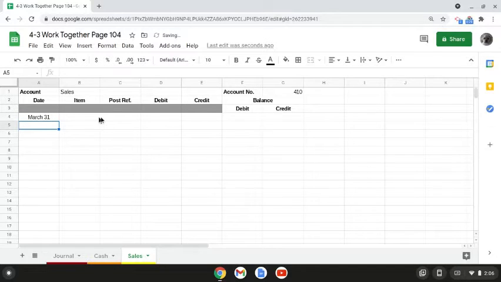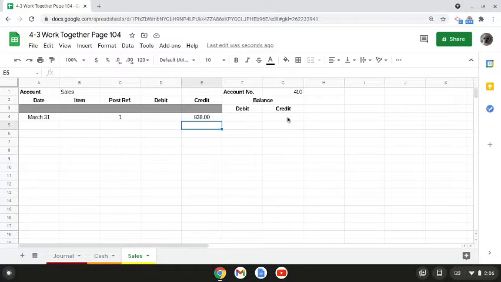Next, we're going to come over to the post reference column and put in the number 1 because this came from page 1 of the journal. Then we're going to come over to the credit column and record the amount, which is $838. We record this amount in the credit column because sales is a revenue account that affects owner's equity and has a normal credit balance.